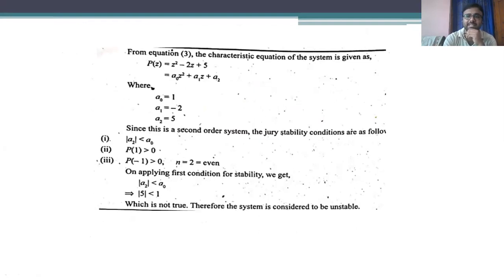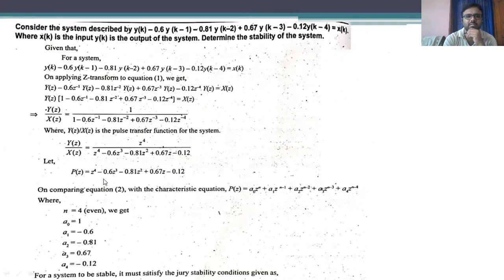Okay, so this is another pattern of the questions which are asked. This is also a difference equation. Here the system is described by the difference equation. So with the application of the Z transform, we have to determine the transfer function. Here the transfer function obtained is Z power 4 divided by Z power 4 minus 0.6 Z cube minus 0.81 Z square plus 0.67 Z minus 0.12.